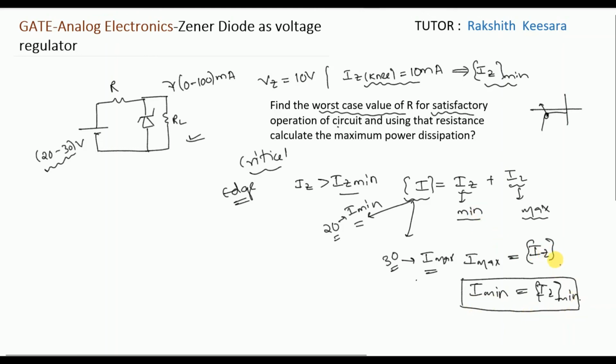IZ is not maximum, guys. It will be more if I is more. If I is less, IZ will be less. It is not maximum. So since it is the worst case, we will consider I minimum equal to IZ minimum. So we will consider I minimum, because we need the minimum Zener current, because it is operating at the edge, the critical value.